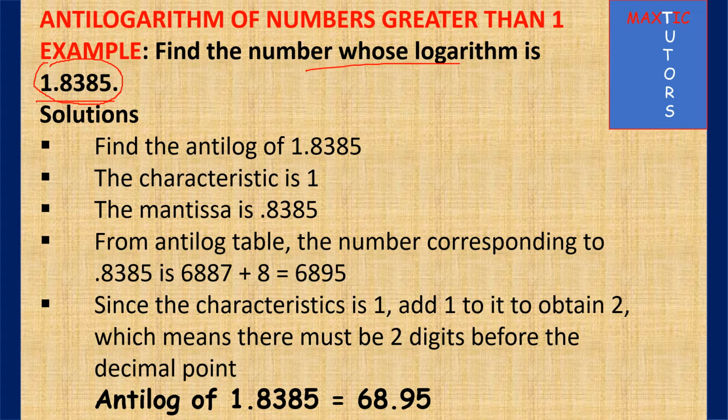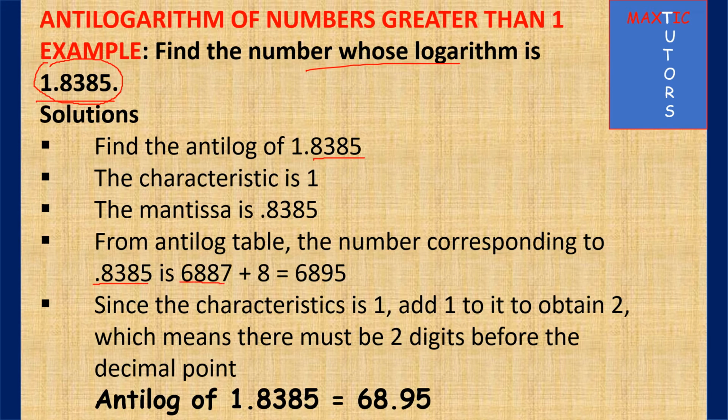Now what is the characteristics? The characteristic is 1 because we have one number before the decimal. So that is 1 digit. And the mantissa is what? It is the number after the decimal, which is 8385, which is 0.8385. Now from your anti-logarithm table, in the 4-figure table you have logarithm, antilog, and so many other tables there. So now let's open to anti-logarithm tables. When you open to anti-logarithm tables, the number corresponding to 0.8385 is what? Is 6887.